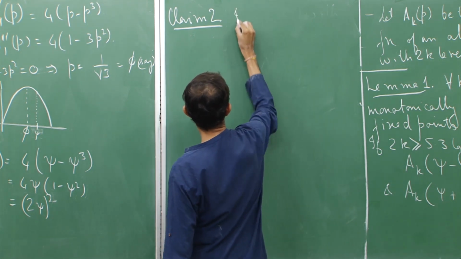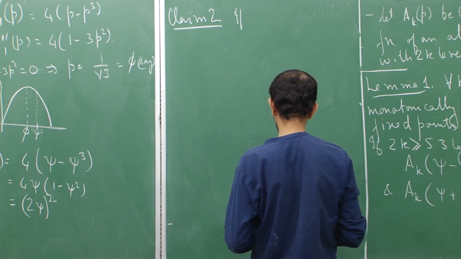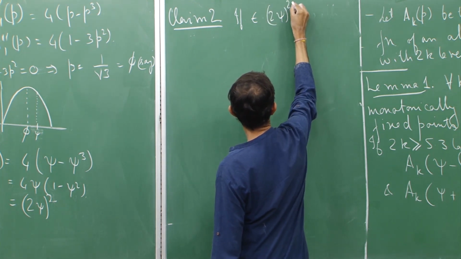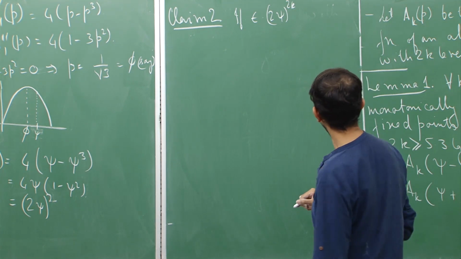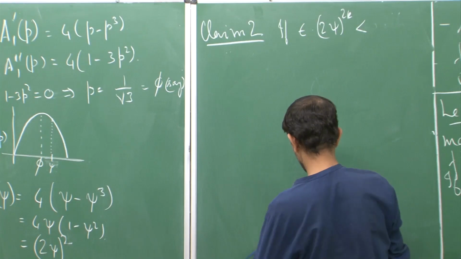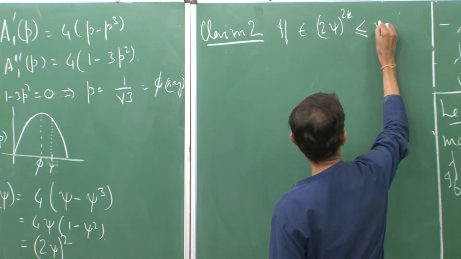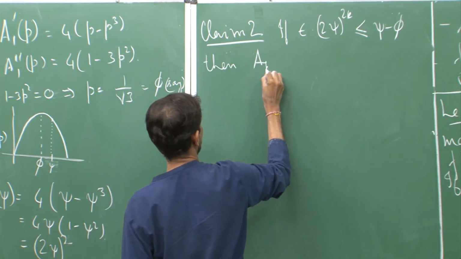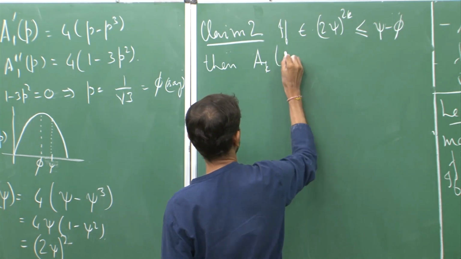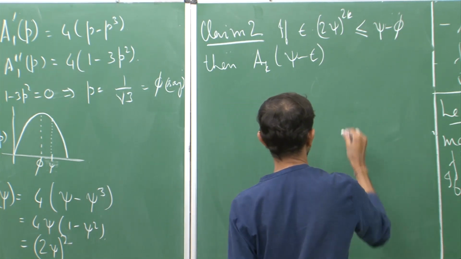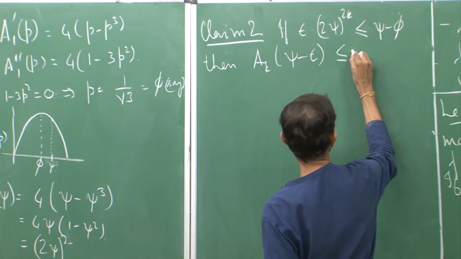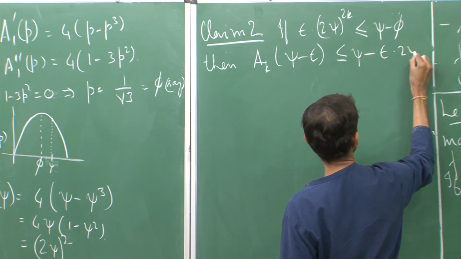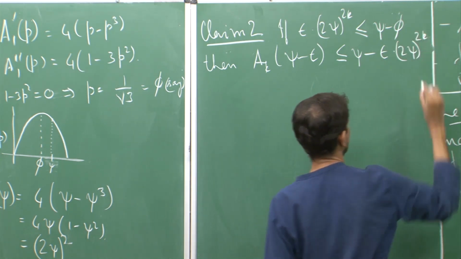So, if epsilon times 2 psi to the power 2k is less than or equal to psi minus phi, then a_k of psi minus epsilon is less than or equal to psi minus epsilon times 2 psi whole to the power 2k.